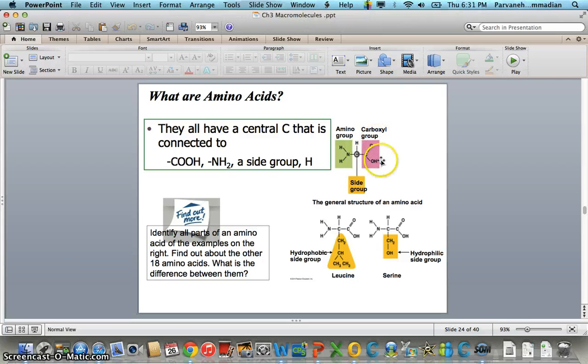On the other side, there's another functional group called the carboxyl group attached to the central carbon. And then you see a side group. The side group could be only H, could be CH3, could be different kinds of chemicals attached to the central carbon. So what is different between these 20 amino acids is the side group. Like serine, one of the amino acids, has CH2 and OH. Leucine has CH2, CH2. Do you have to memorize that? No. However, you need to know the common structure of all amino acids, meaning central carbon, hydrogen, amino, carboxyl, and a side group.